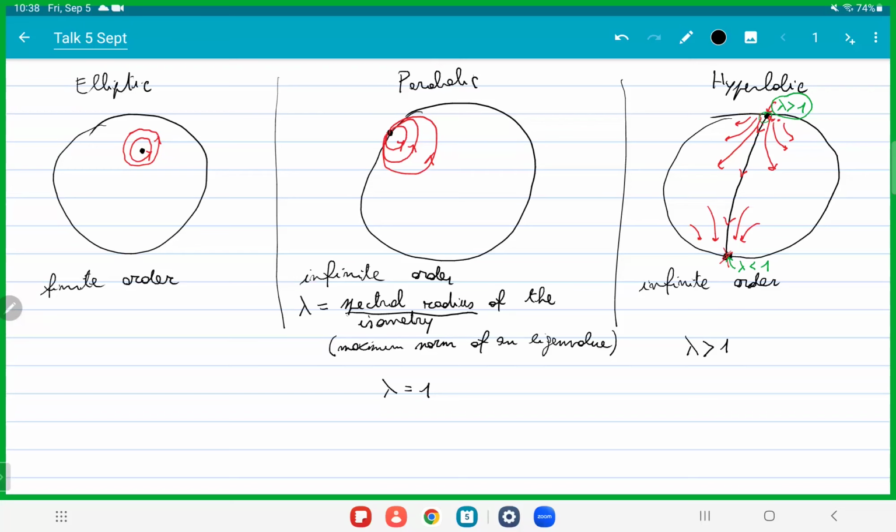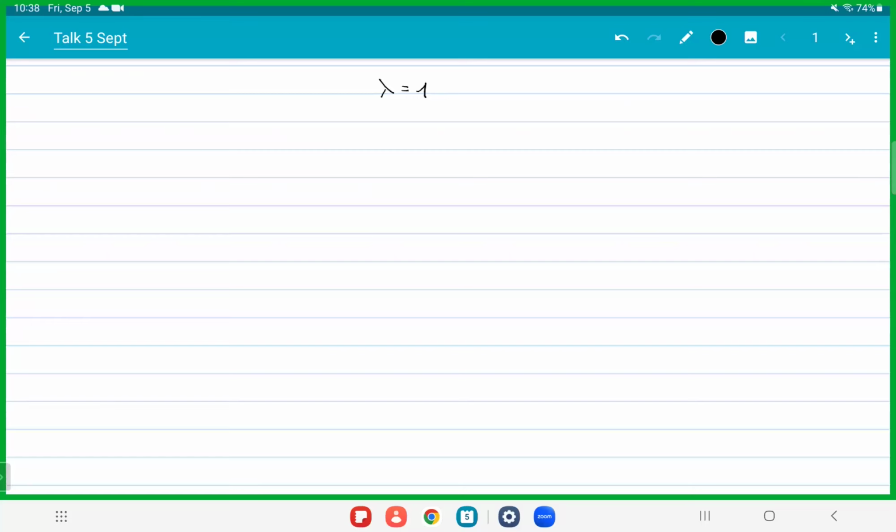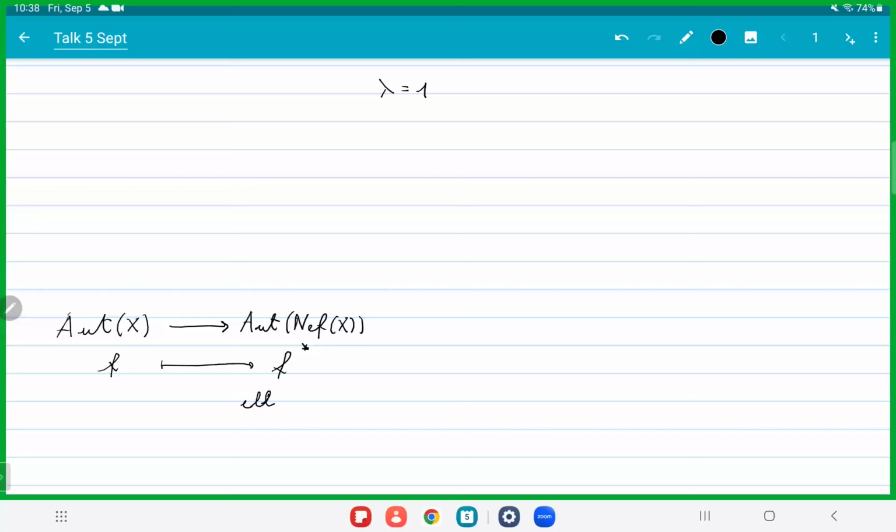So let's try to go back to K3 surfaces. And I want to keep this slide kind of close, because then I want to draw kind of the equivalent picture for K3 surfaces. So remember that we have a map from the automorphism group of the K3 surface to the automorphism group of the Neff cone, sending F to the induced action on the Neff cone. And now we have here 3 possibilities for F star. It's either elliptic, parabolic, or hyperbolic.